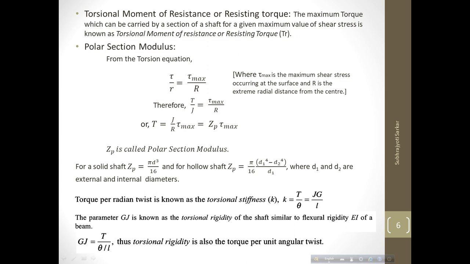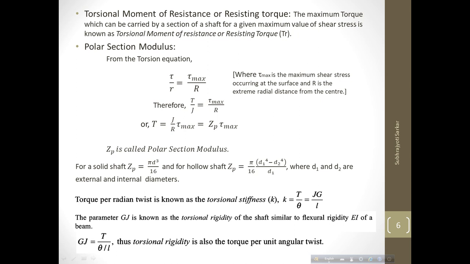Now again, the polar section modulus. We know in the bending chapter there is a term I by Y. The ratio of I by Y is called the section modulus Z. What is I? I is the moment of inertia, Y is the distance from the neutral axis. So the ratio of the moment of inertia to the maximum distance from the neutral axis is called the section modulus.